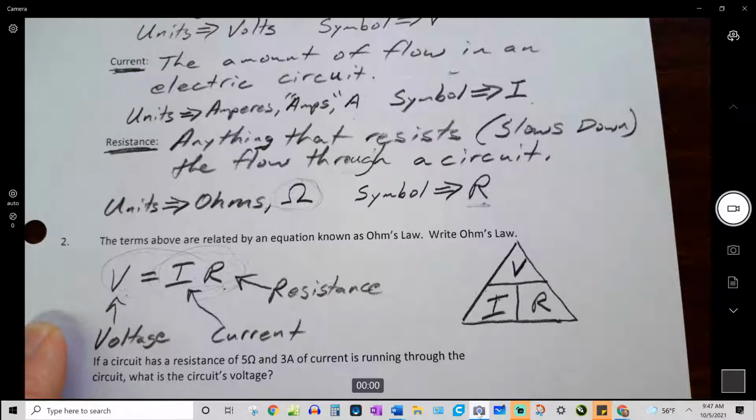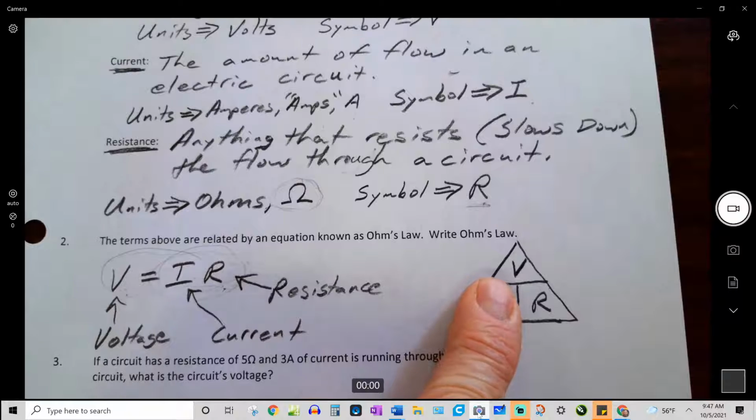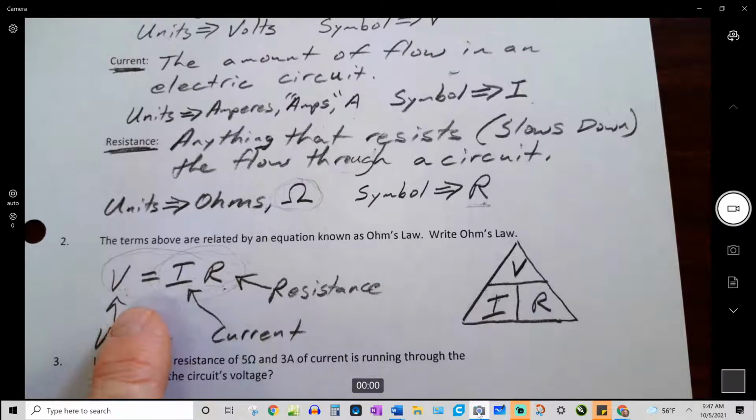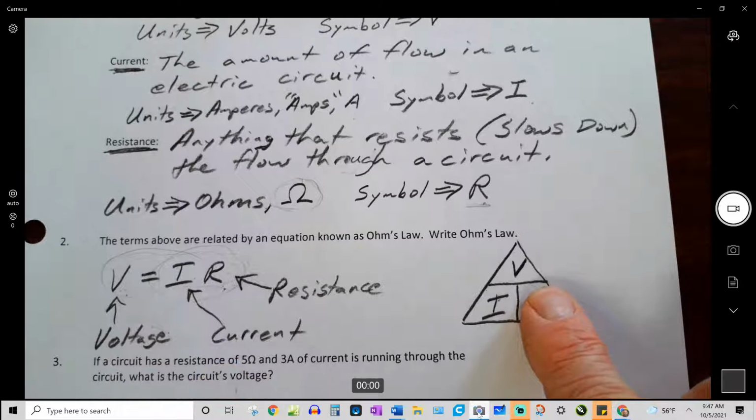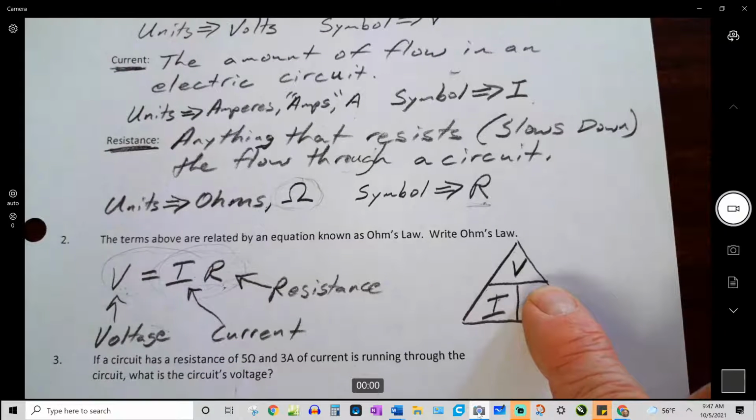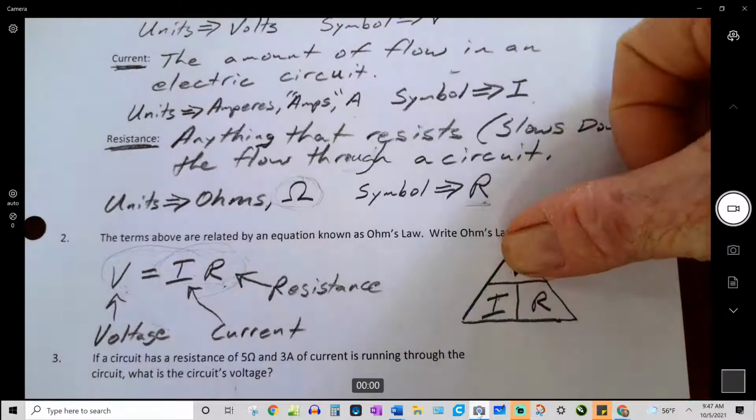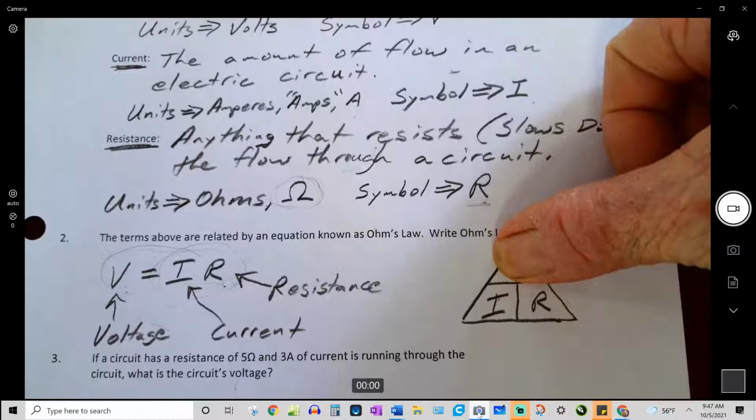Now if you have this triangle, you use it, if you want to know I, you cover up the I, and there's the formula, V over R. If you want to solve this for R, cover up the R, and it's V over I. If you want to solve this for V, cover up the V, and you just get I times R.